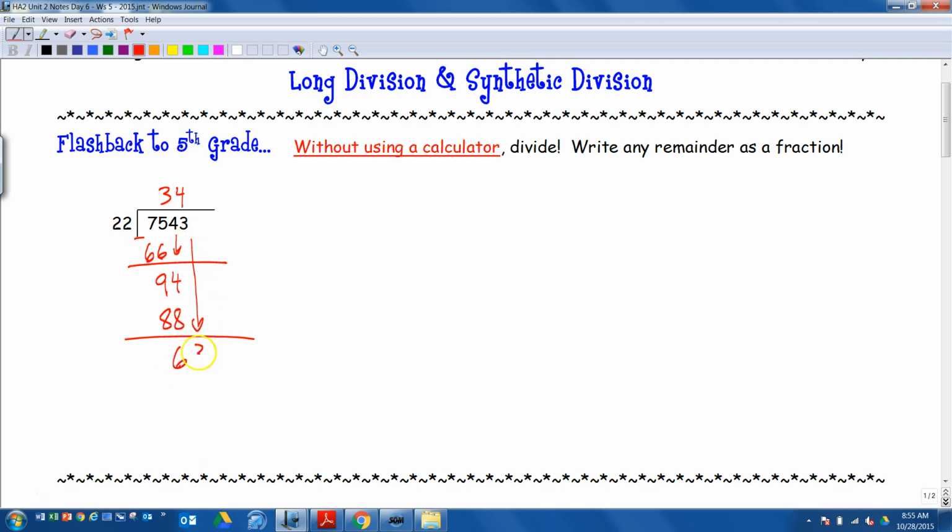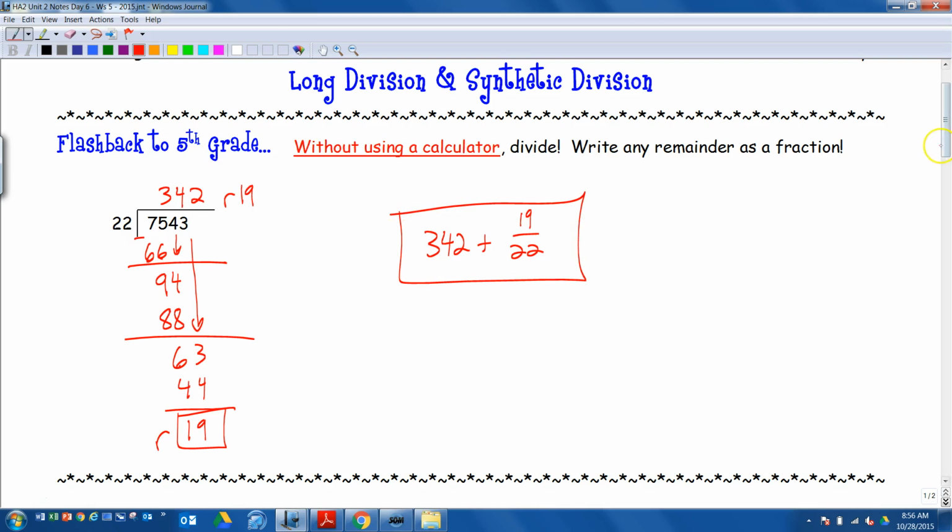Then you bring the 3 all the way down. 22 only goes into 63 twice, because the third time you go to 66, so you go over. And finally, when you subtract, you get 19. And that's your remainder. So normally we'd write it like that, but how we would write this is 342 plus 19 out of the 22 still remaining.